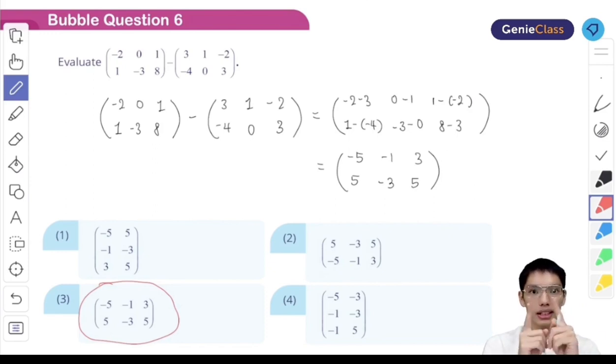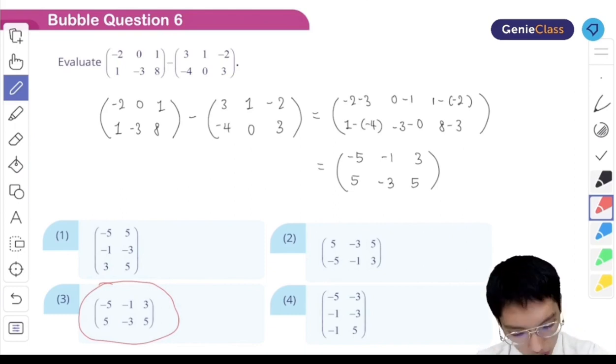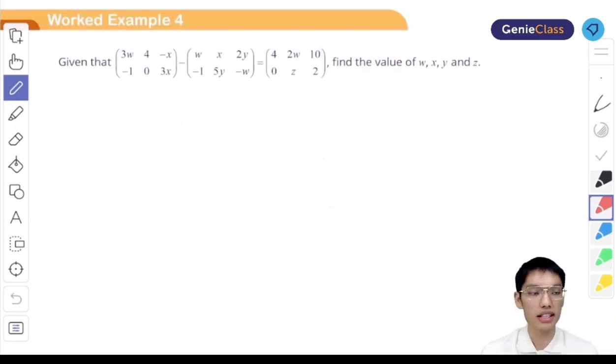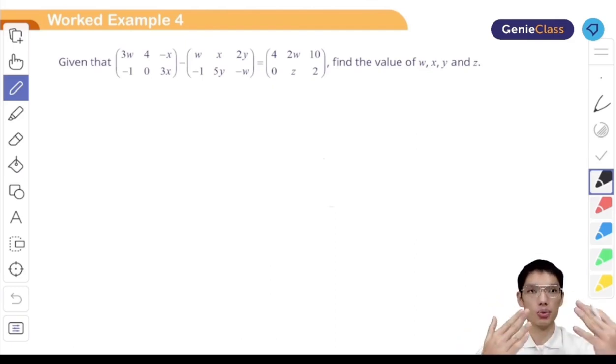Now, one thing is that questions on adding, subtracting, and equal matrices can be as tedious as this. All right, so let's take a look at how we solve this kind of question. It looks tedious, but let's focus first on simplifying this expression. So I have this chunky matrix equation over here. How do we simplify further? So again, simplify as much as we can.